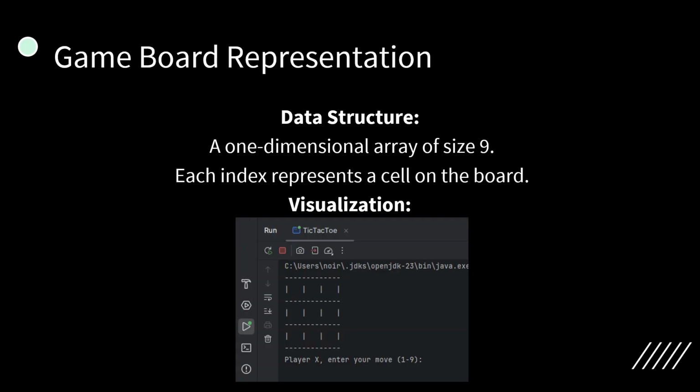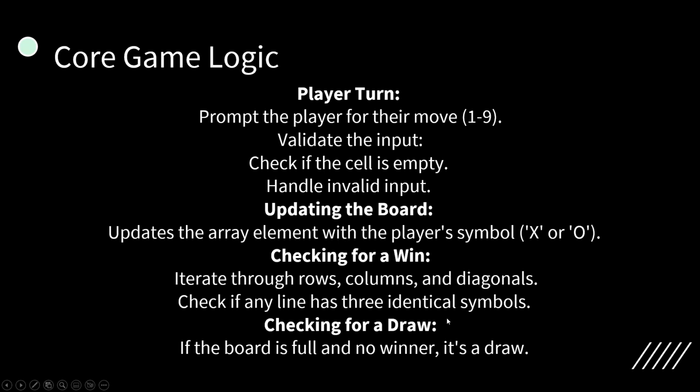Here we have the game board representation, so the data structure of our program. We need a one-dimensional array with a size of 9, and each index from 0 to 8 will represent a cell on the board, which will be an empty space. Like here we can see, if you follow my mouse, this is the visualization which can be found in the IntelliJ IDEA console. Here are the empty spaces which can be filled from user inputs. Now let's move on to the next slide.